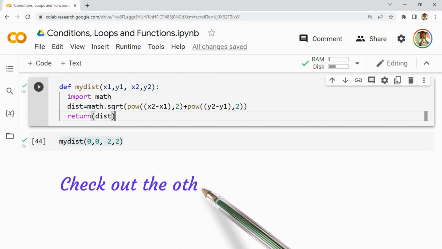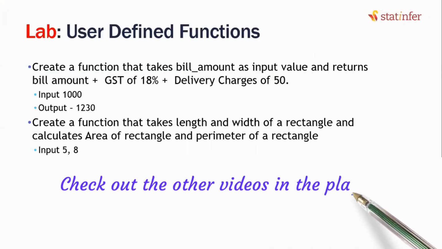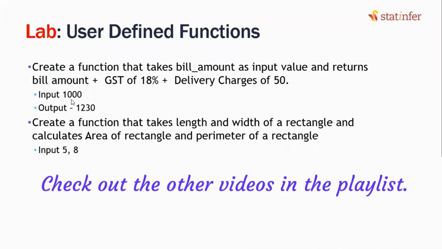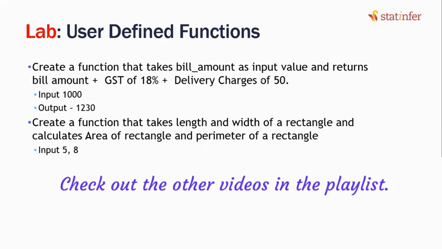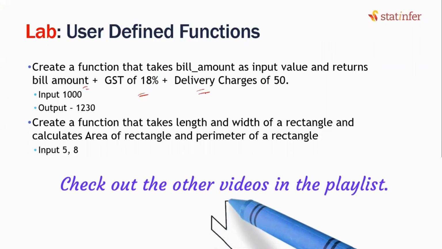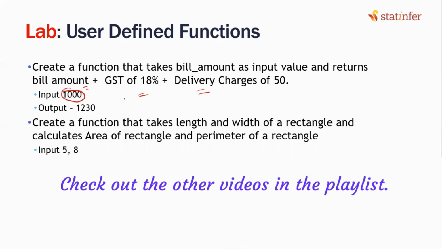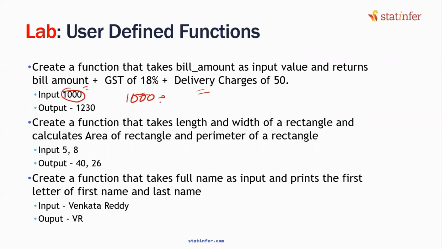That brings us to the last lab exercise. Create a function that takes the bill amount as input value and returns the bill amount plus GST added, 18%, and plus delivery charges added. If the input is 1,000, it should be 1,000 plus GST 180 rupees plus 50. So the output should be around 1230. That should be the output that you must get.